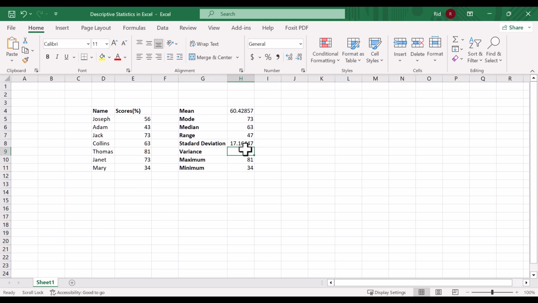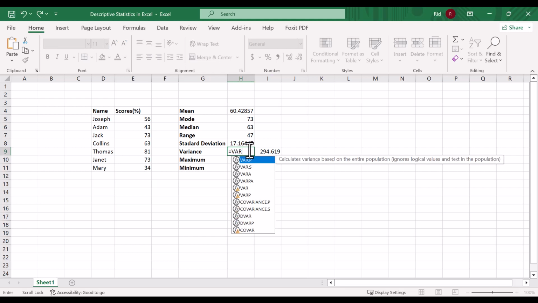Next is the variance. We know that the square of the standard deviation is the variance, and the square root of variance is the standard deviation. So we can actually use two methods. The first method we can use in calculating the variance is to say equals this times this, and it's going to give us the variance, or we can use the variance function directly.